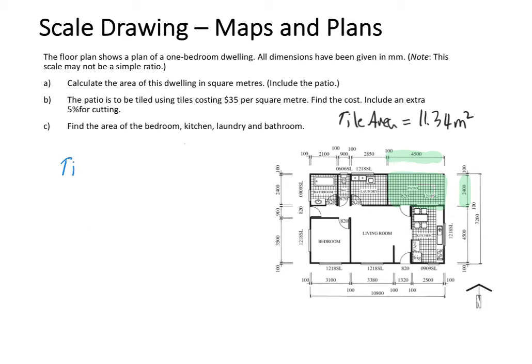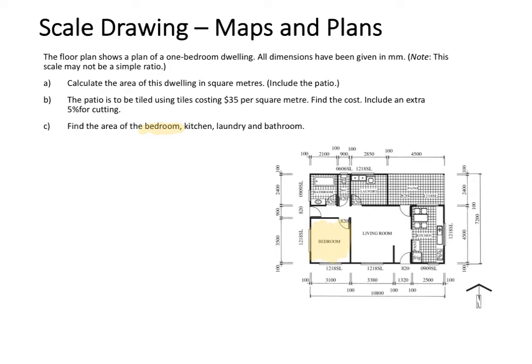So the tile cost is going to equal 11.34 times 35, which, doing it on my calculator, equals 396.9. So the cost of tiling the patio, allowing for 5% wastage, is $396.90.